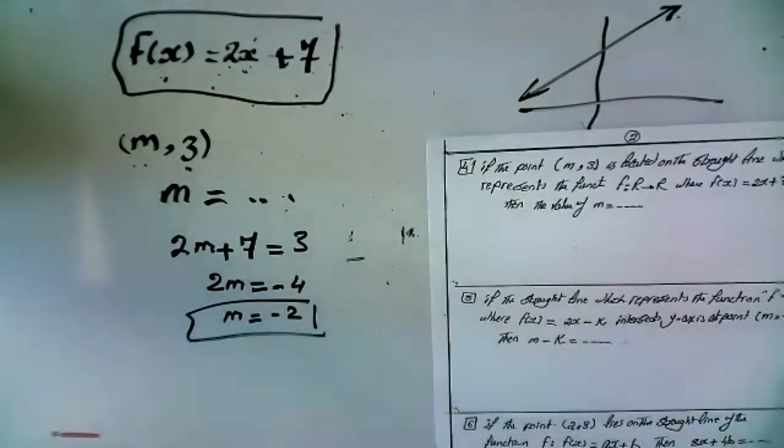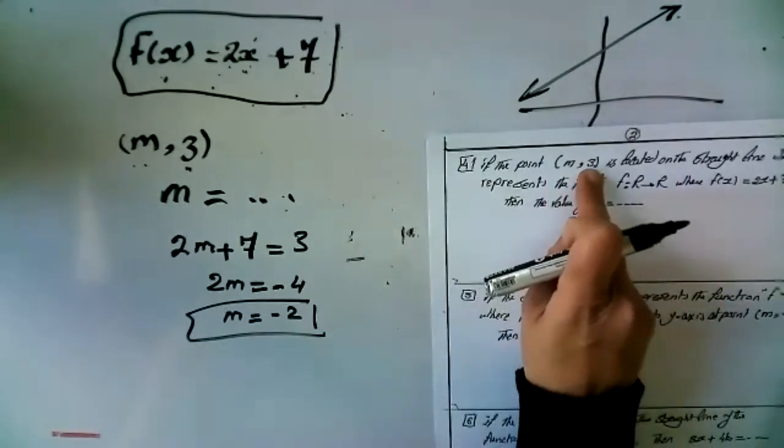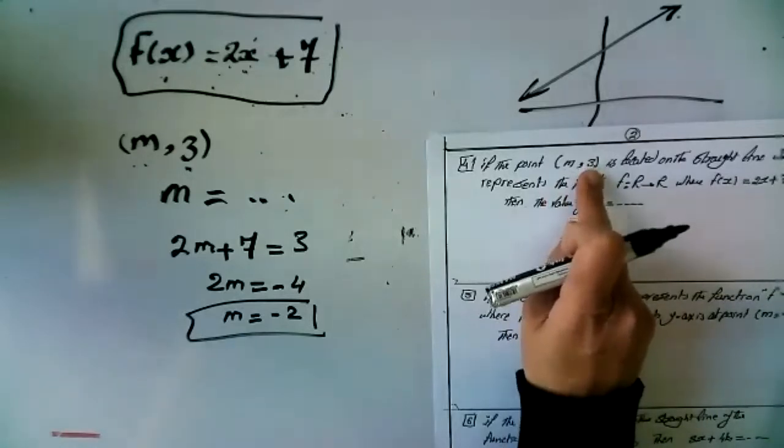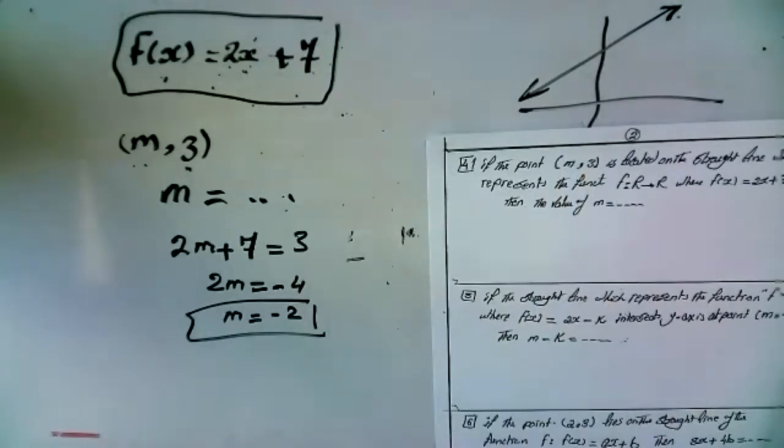Then the point (m, 3) is located on the straight line which represents the function f of x equals 2x plus 7. The question is to get the value of m. Substitute x by m, substitute f of x by 3, then you will get the value of m equals negative 2.